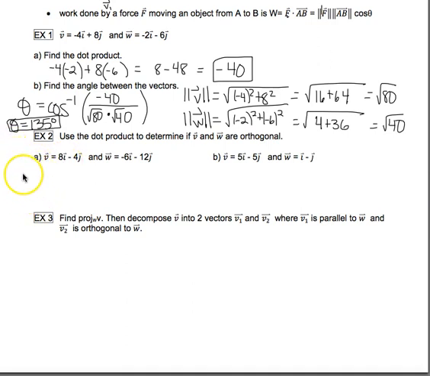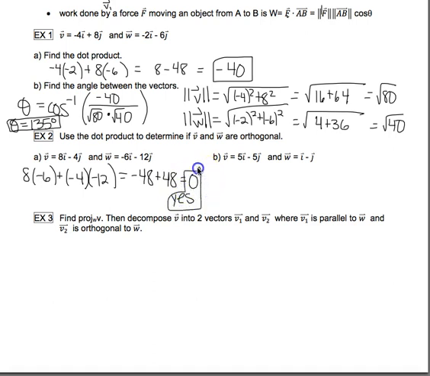So dot product here, we have 8 times negative 6 plus negative 4 times negative 12. So that gives us negative 48, and then plus 48, which is 0. So since the dot product is 0, we would say yes, they are orthogonal.